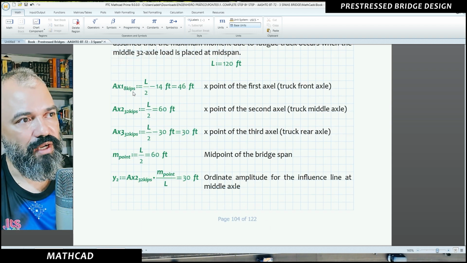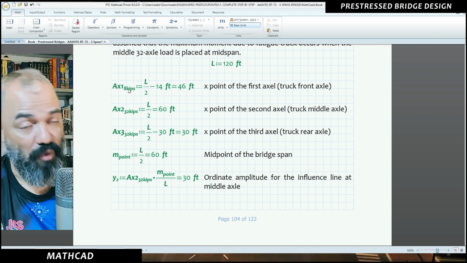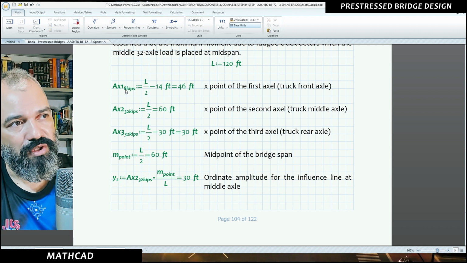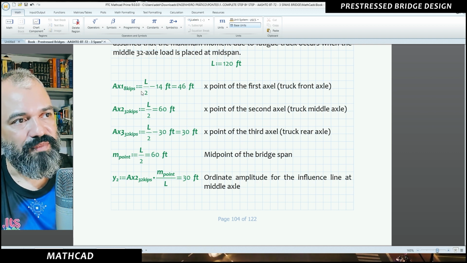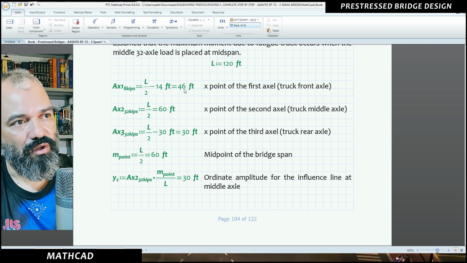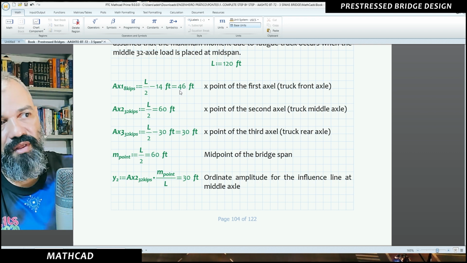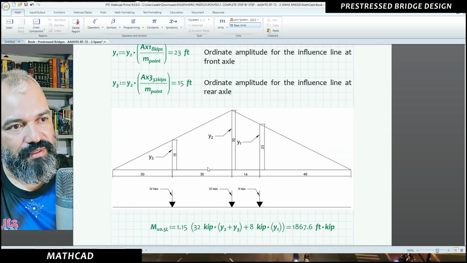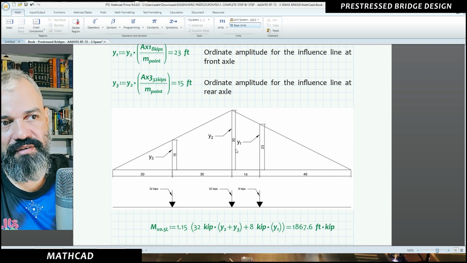I demonstrated for you guys here how to find it using influence line equations. So I declared here the points where you can find the axles: axle number 1, or the front axle of your truck, with the load here of 8 kips, the middle axle and the rear axle. You can find where they are located over the bridge by using these equations. All right, the middle point of your bridge. So I put it down here, a graphical example of how to find the stresses.